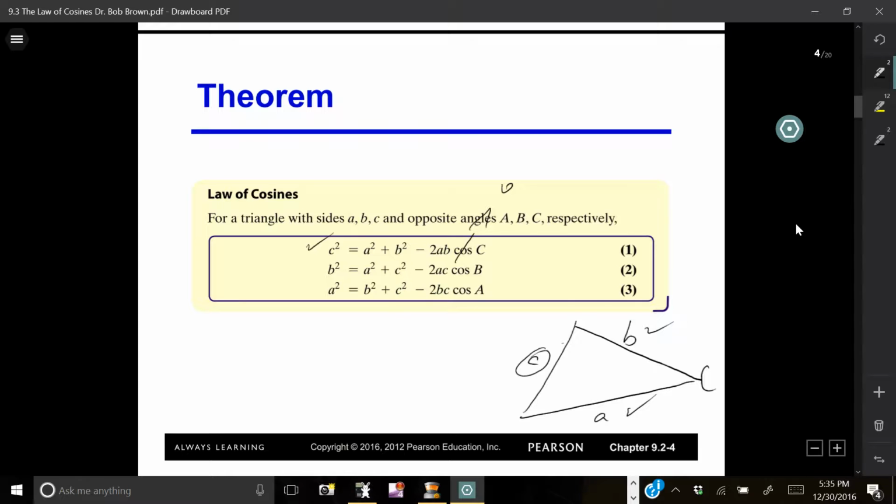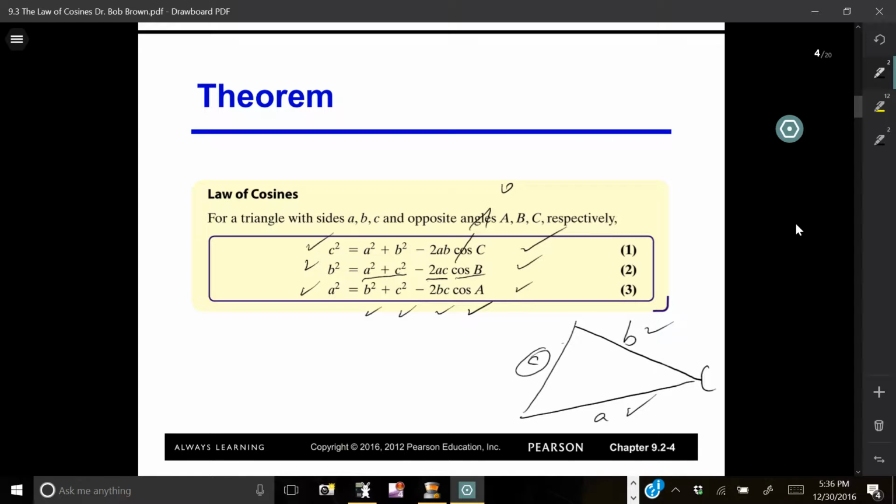And this particular theorem works for all sides a, b, and c. So you can write them, it's always going to be that b squared is equal to the sum of the other two sides squared, minus 2 times the product of the other two sides times the cosine of the angle between them. And similarly, a squared is equal to b squared plus c squared minus 2bc cosine of A.